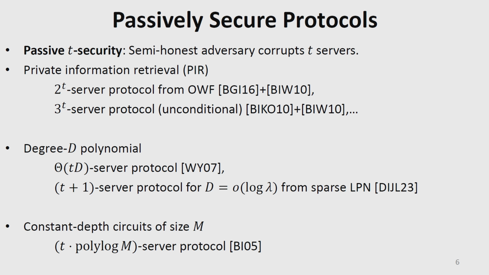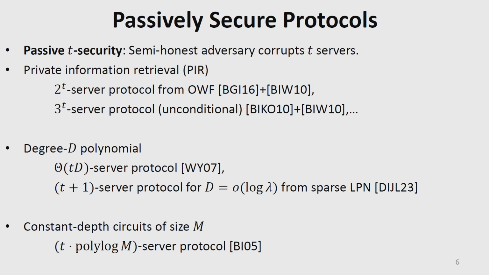Okay, so a basic security notion for secure database search problems is passive security, where an adversary learns information by corrupting servers, but the adversary follows the protocol instructions. In this setting, there are some efficient protocols. For example, for PIR, we have a computationally secure PIR protocol based on function secret sharing, which can be instantiated from one-way functions. And also, we have an unconditionally secure PIR protocol with 3t servers.